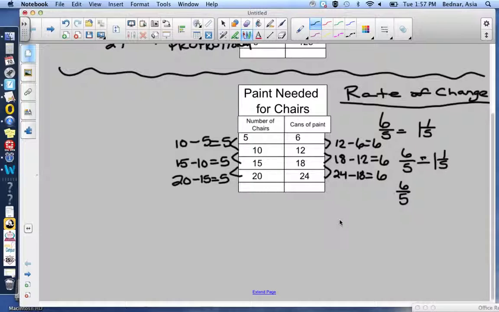If they have a constant rate of change, what does that mean? It means that it is linear, or a straight line. If I was to graph these points on a graph, it would be a straight line. Let's see if these are proportional.